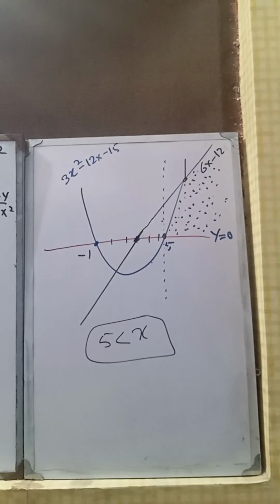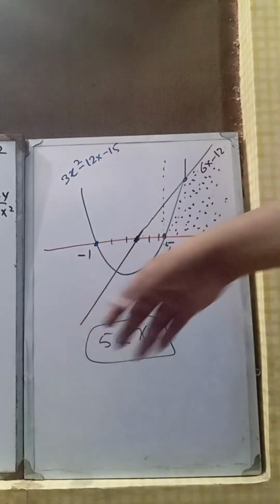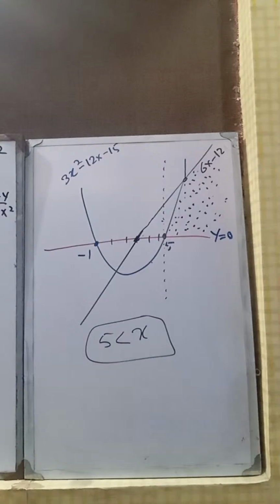This is a freehand sketch. Then the second derivative, d squared y by dx squared, its graph is a straight line, 6x minus 12. I found its x-intercept, and I just drew a rough sketch of the line. So my basic question was: where are both the graphs positive at the same time?